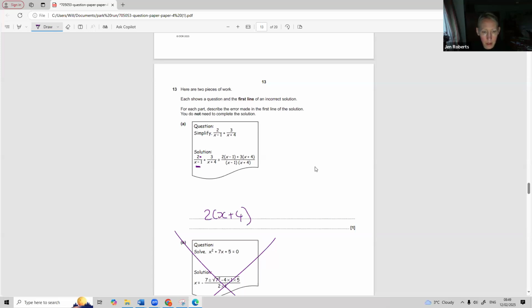So I'm going to write what the numerator should be. And then we should have times 3 by x minus 1. So that's what the numerator should look like. They don't want us to continue with it. That's enough for your 1 mark.